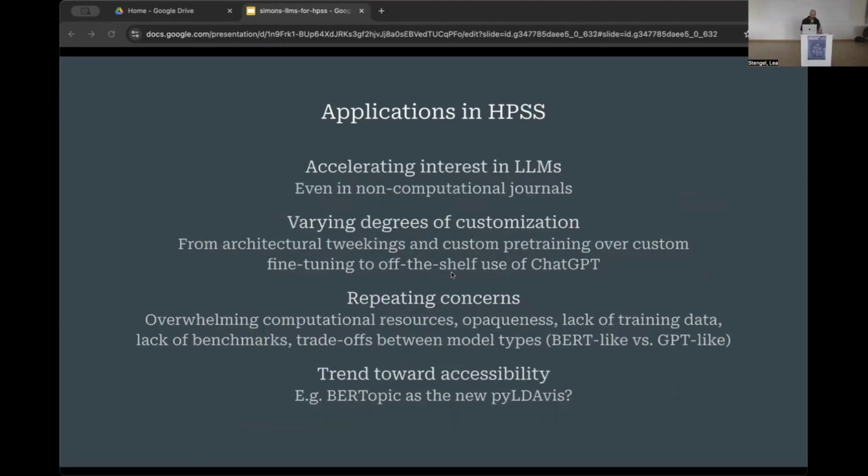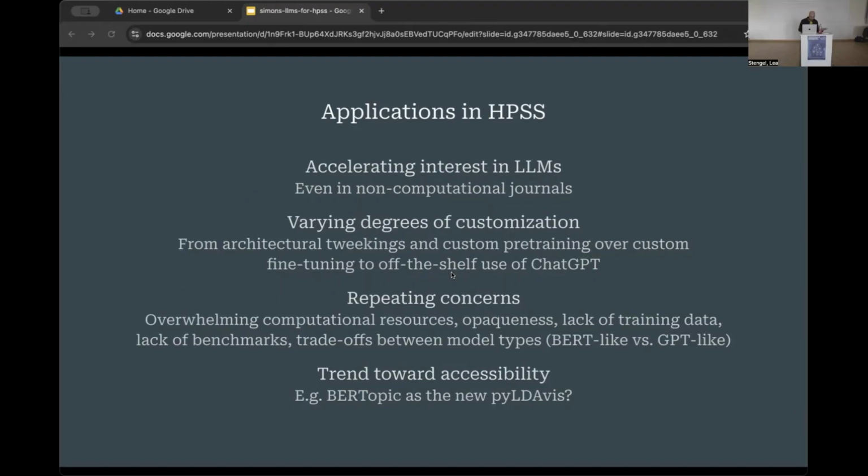We find a trend that there is an accelerating interest in LLMs. Most of our findings are in journals like Scientometrics and JASIST, so more the information-type journals, but we do also find more papers now in journals that are traditionally not computation-friendly, which is interesting and shows that, probably due to the semantic power these models have, they will now be more interesting also to qualitative researchers and philosophers and so on.